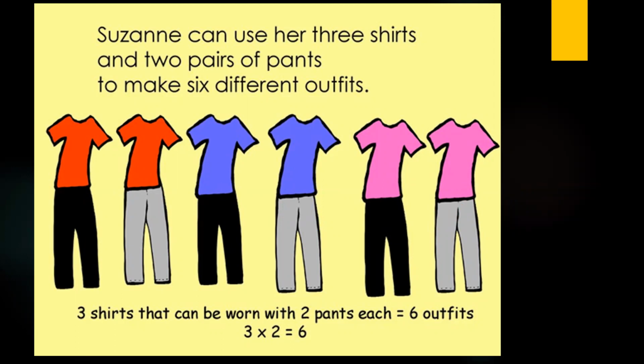How many possible shirts? You have 3. How many possible pants? You have 2. Multiplying 3 by 2, you get 6, which is the number of different outfits that Susan can wear that morning.